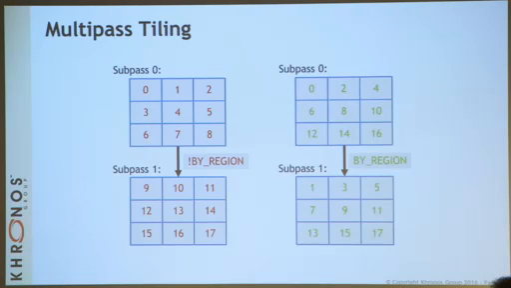And by doing that, the data from subpass 0 is still available on chip and can be read when executing the second subpass, and that can avoid having to dump it out to memory and read it back. So this is a really big efficiency increase, especially for tilers.